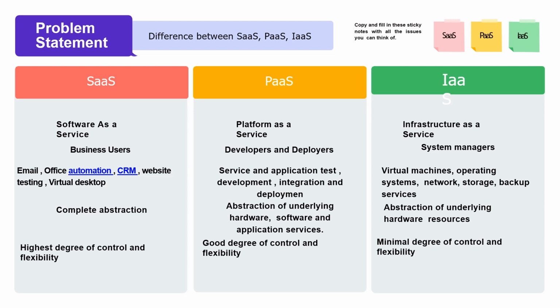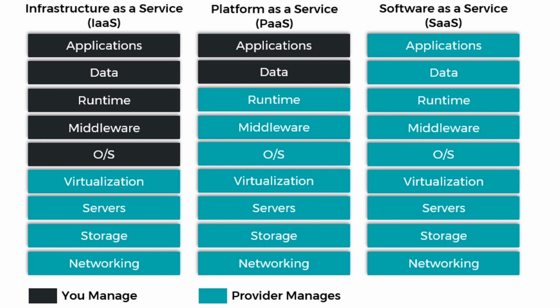Software as a service provides a higher degree of control and flexibility. Platform as a service provides a good degree of control and flexibility. IaaS provides a minimal degree of control and flexibility. Software as a service is used by business users. Platform as a service is used by developers and deployers. Infrastructure as a service is used by system managers.